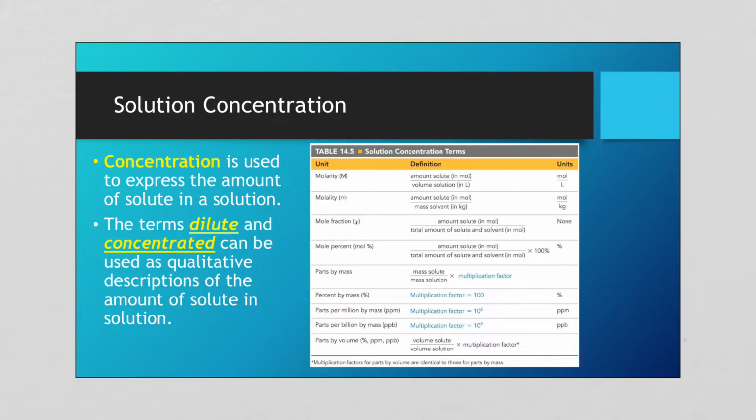They can sort of be divided into mole-based terms, like molarity, which we've already learned, molality, mole fraction, mole percent, and mass and or volume-based terms, such as mass percent or parts per million, parts per billion, etc. So we're going to dive into each of these, and then we'll do some sample problems.